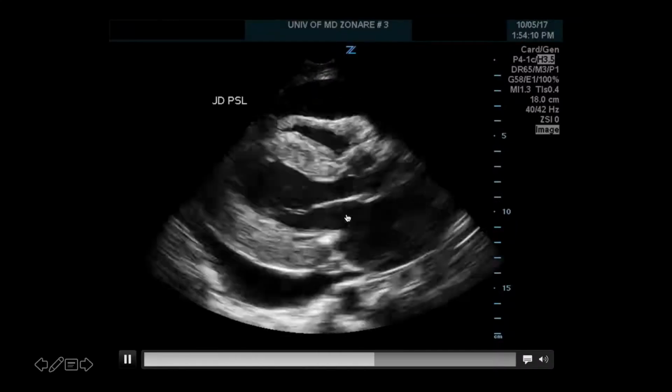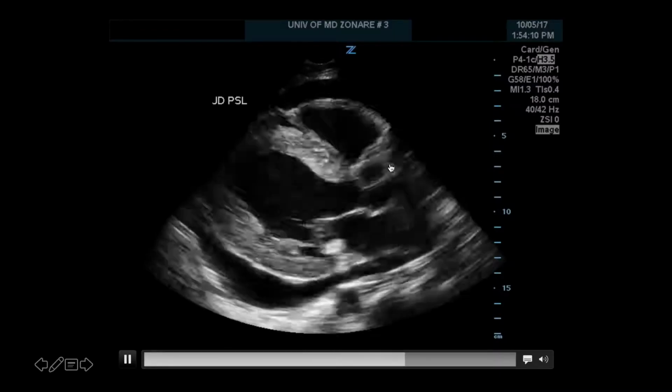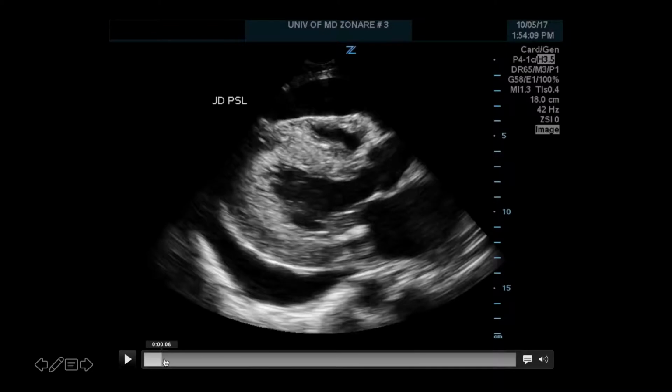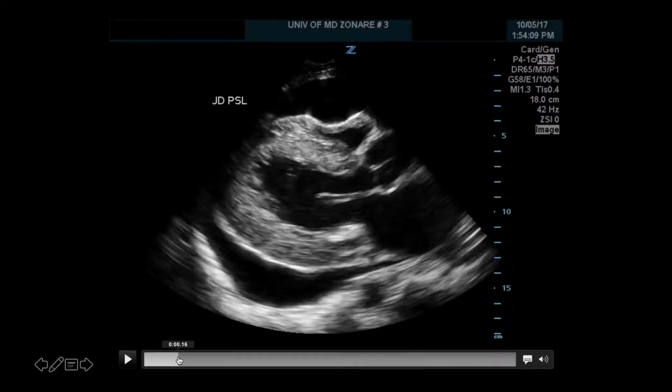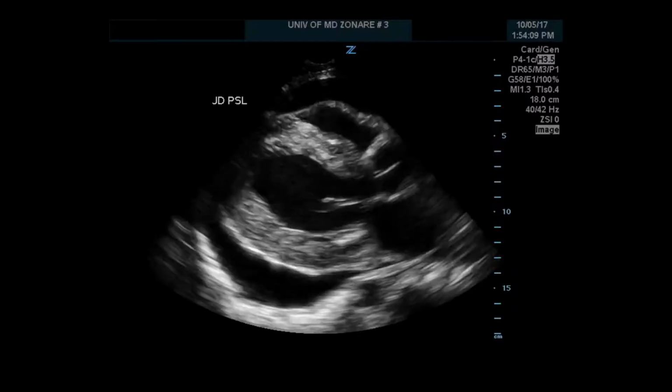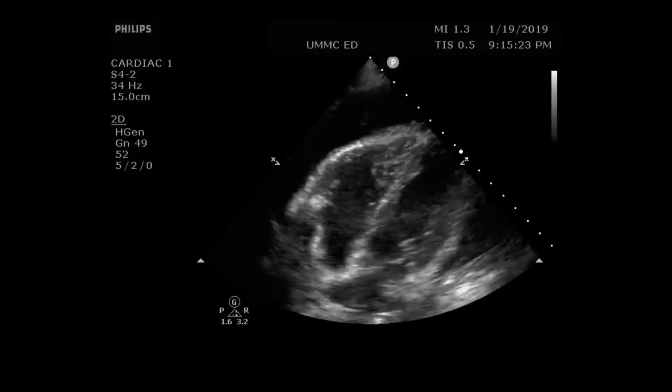In this view, you can see the mitral valve, the aortic valve, and this is the right ventricle. Let me slow it down for you a little bit. When you see the mitral valve open, that means the tricuspid valve is open. Look up there. You can see the right ventricle collapsing in diastole. This is very concerning for tamponade physiology. Let's take another look at another example.